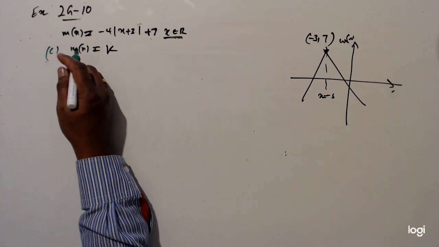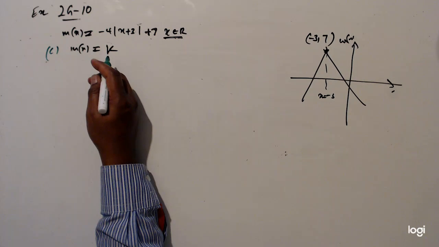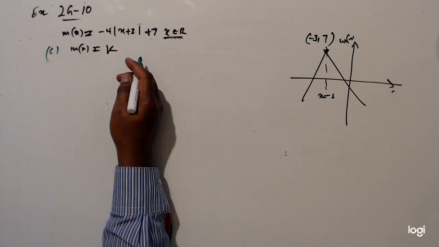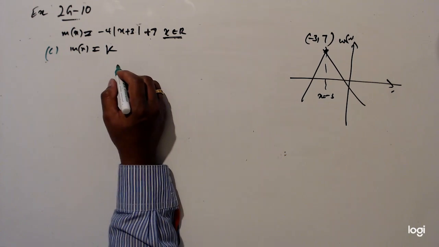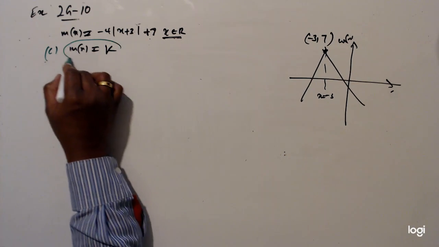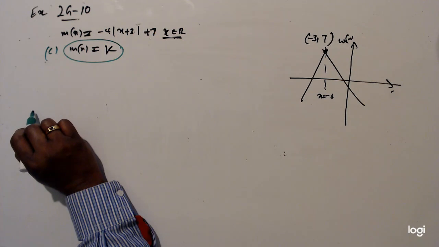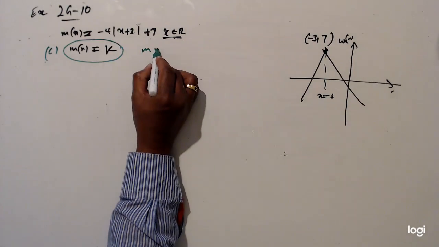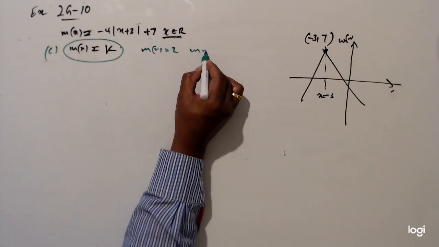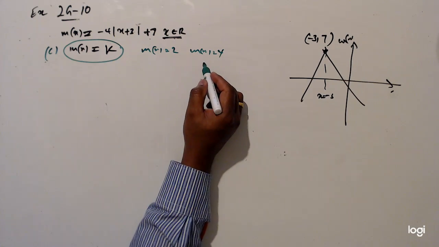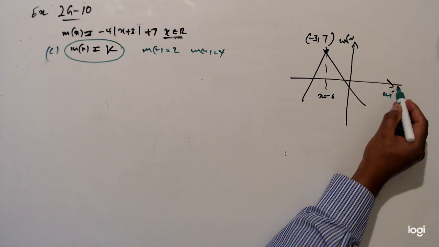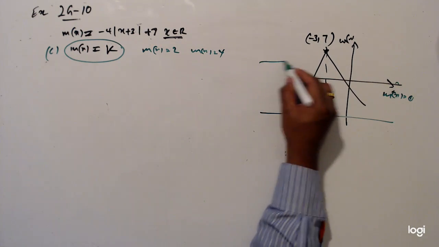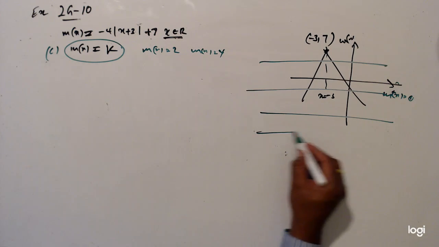Part C, k is a constant, and the equation has two distinct roots. State the possible values for k. First of all, m(x) equals k, what kind of equation is this? It is like m(x) equals 2, m(x) equals 4, something like that. What is the x-axis? m(x) equals 0. So those are the lines, basically, m(x) equals a constant.